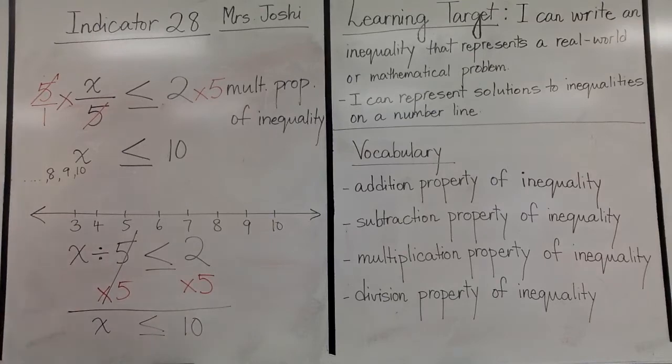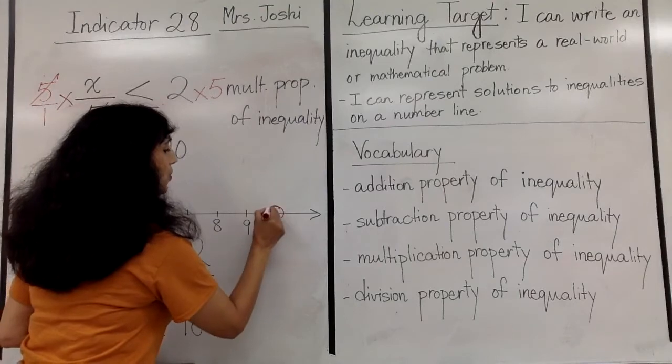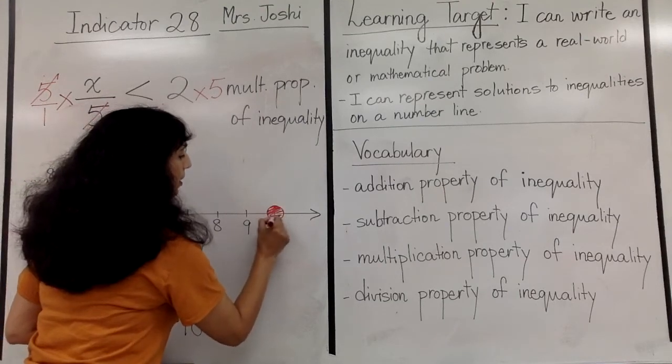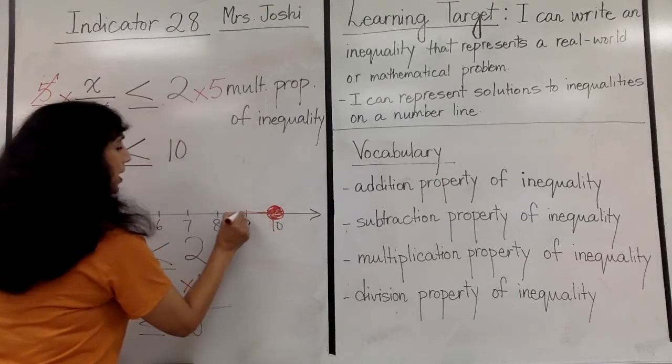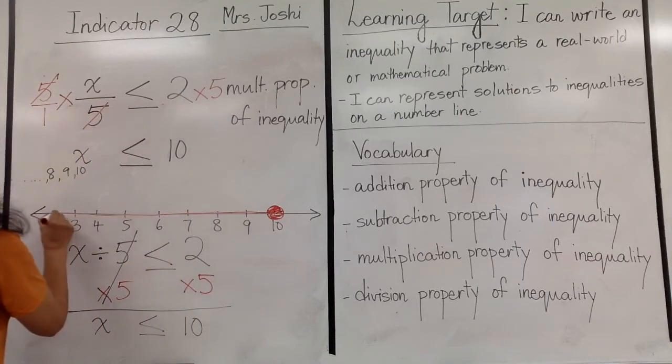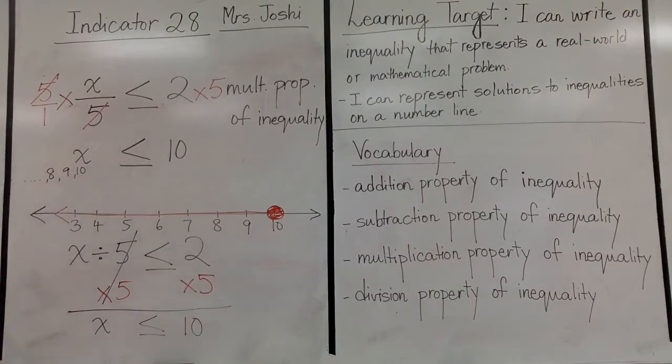And I know that 10 is included. So this is a closed circle. And then every number to the left is going to be a solution to this inequality. It's going to make the inequality true. All right, so this was using the multiplication property of inequality. And then let's go and do the last one, which is going to use the division property of inequality.